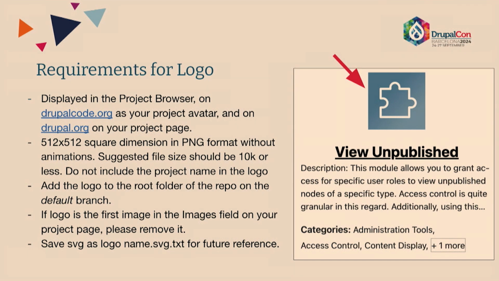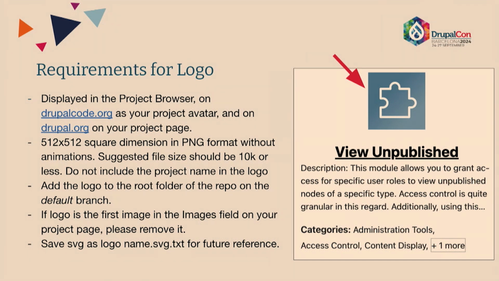So for instance, the logo is actually going to be displayed in 3 places: in Project Browser, in GitLab on drupalcode.org, and on the Drupal.org project page. So it's important you place it in the right area, which I'll tell you about in 1 second. I'm not going to go over too many details, but 512, PNG, less than 10K is what we're aiming for. We need them close to that to make this look nice.